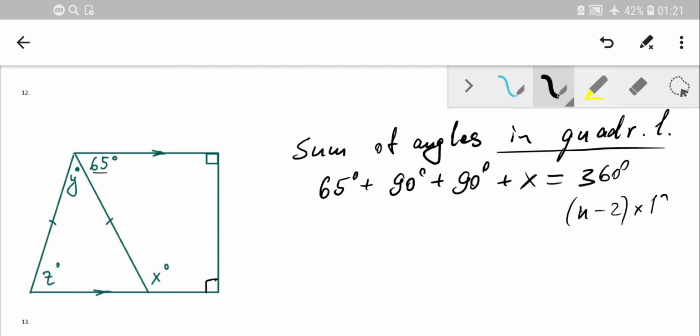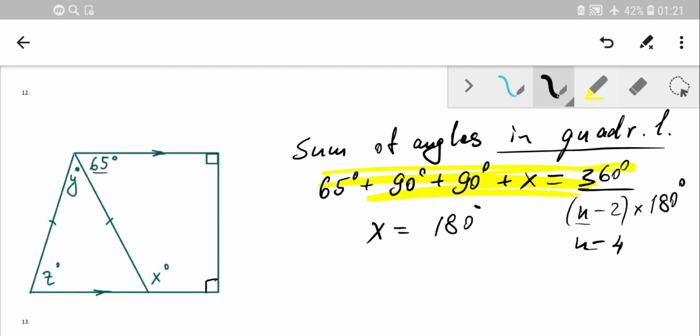n minus 2 times 180, where n is the number of sides of the polygon. So in this case, n is 4, and we simply have 360. Okay, so from where we can figure out x. X is 180 minus 65, so x is simply 15 degrees. Oh, it doesn't look like it's 15. So one more time, check. It may be not to scale, right?